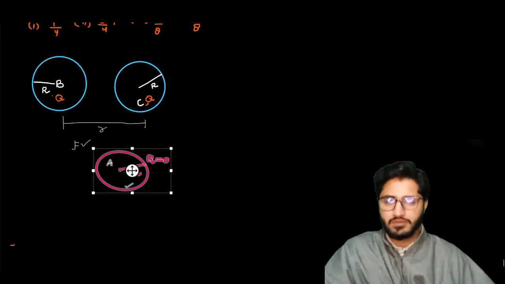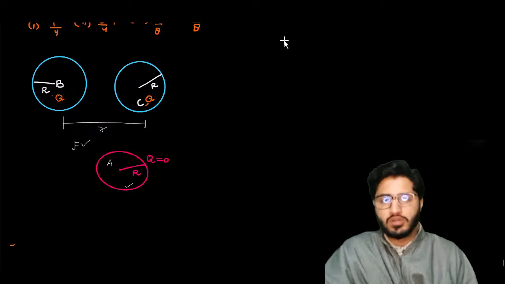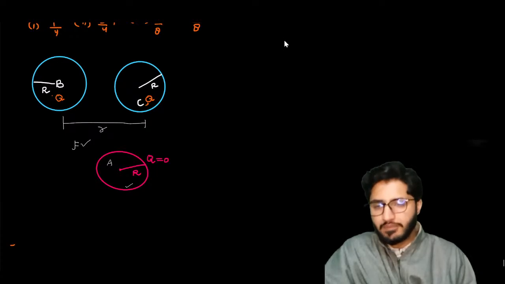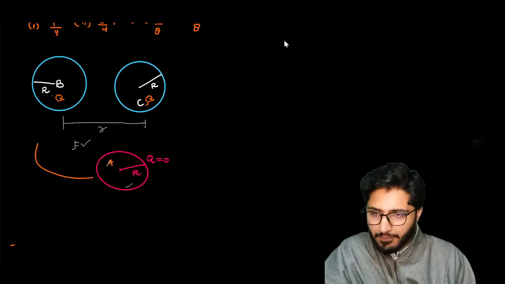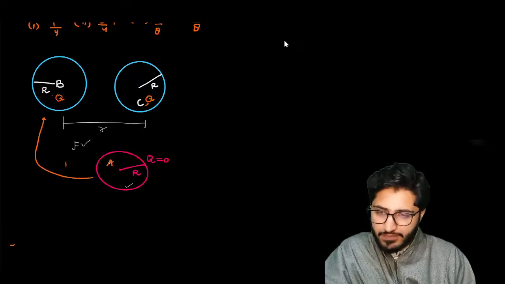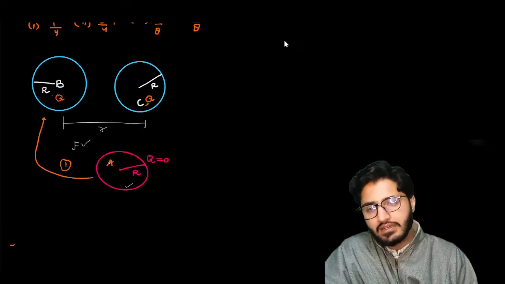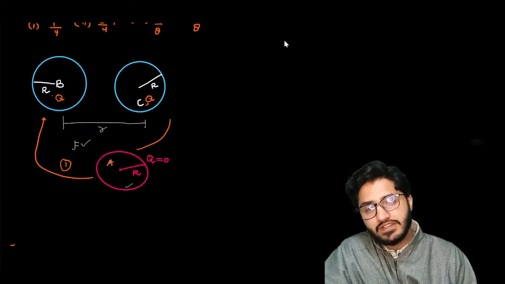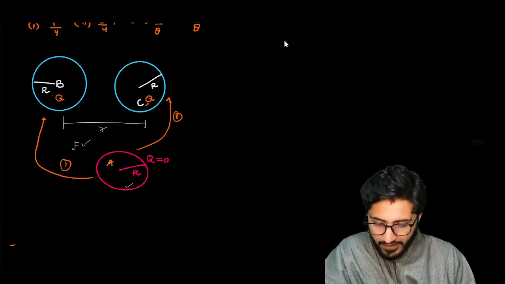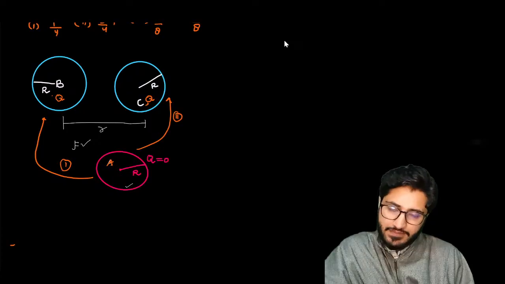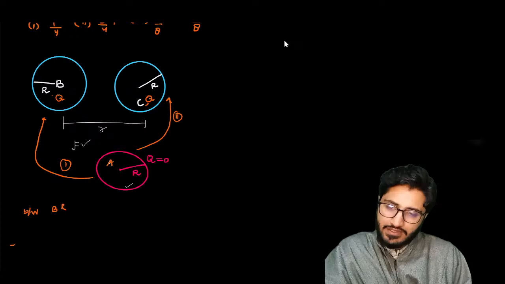Okay, look now. So the numerical is like that. What we are doing: firstly, I am taking the A body and touching it with B. That is the first part. Second part: after touching B, I am touching it with C. Then we have to find the electric force between B and C at the end.